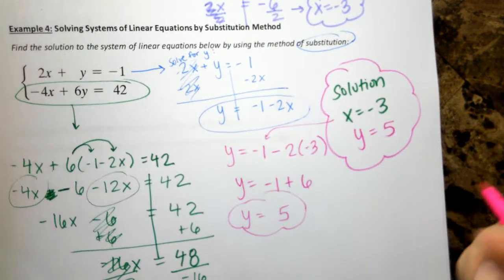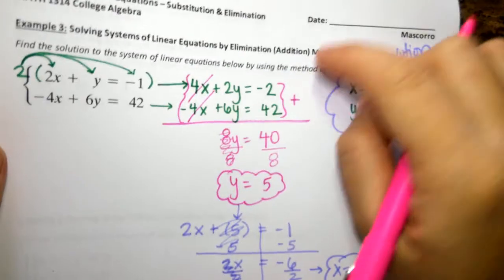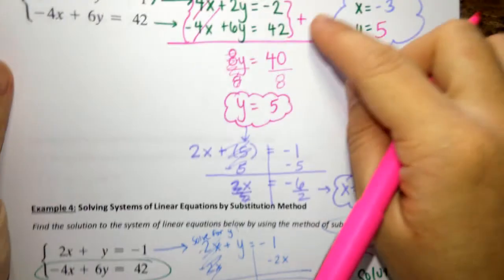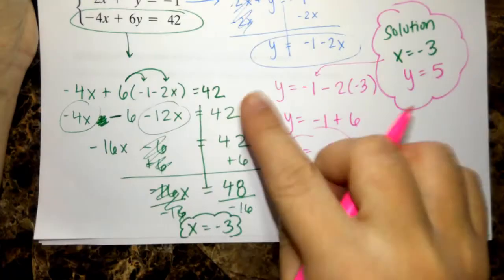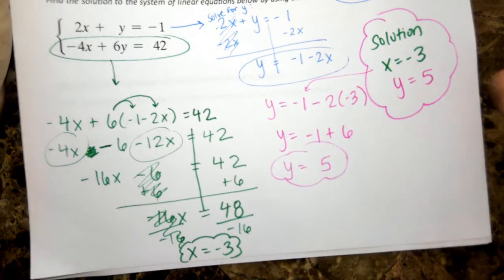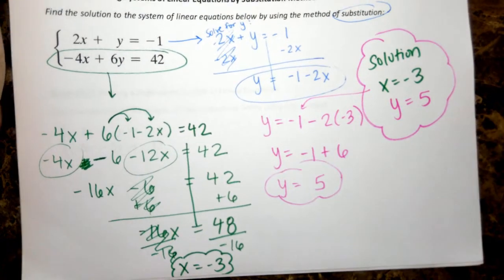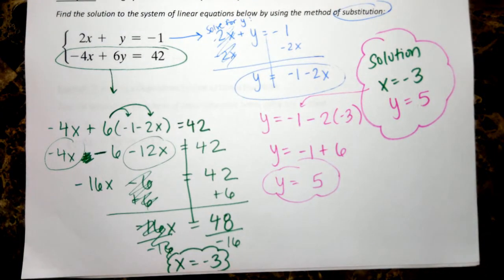So again, you can use either method. I prefer elimination. I just feel like it has less writing. Look how much I wrote there, and I feel like I wrote more here. But it's up to you. So if you want to use substitution, you can. There's a few problems on the homework that'll say use substitution if you want to, but you don't have to. You can always use elimination.